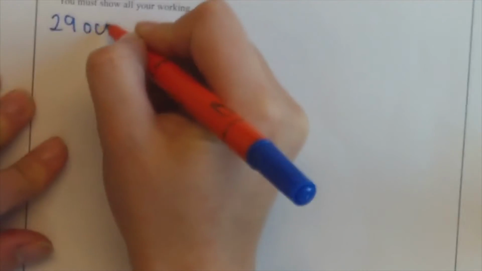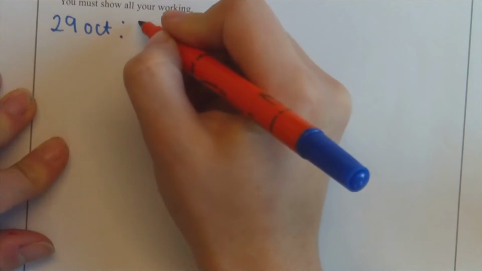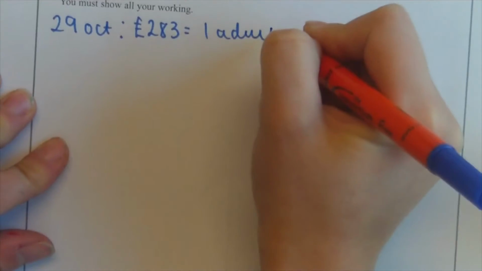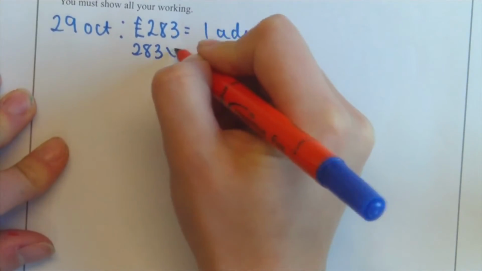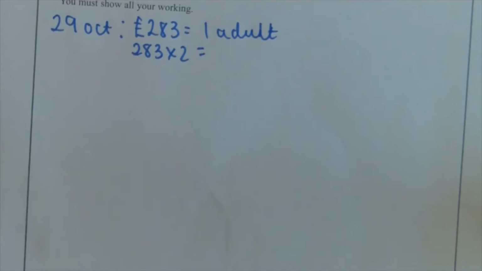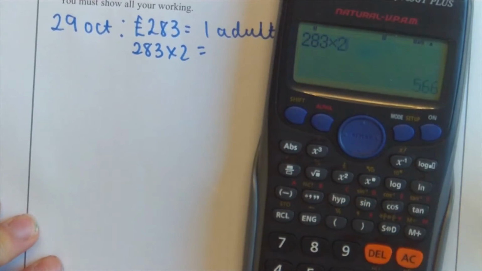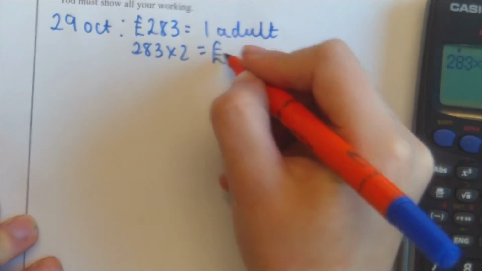So, if I look at their flight out on the 29th of October to Italy, I've got the price of 1 adult is £283. So the price of 2 adults is going to be double that, so 283 times 2. This is a calculator paper, so you can just type it in on your calculator. 566. So that's the cost of 2 adults.